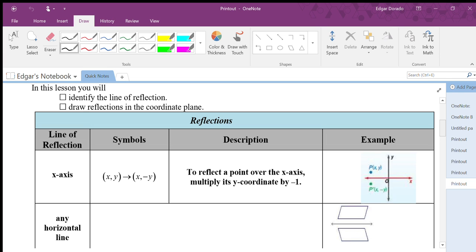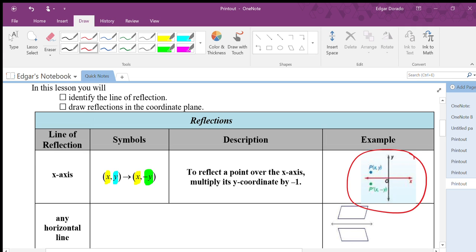First off, we've already talked about this briefly: the types of reflections that we might have. We might have a line of reflection on the x-axis. This is one that we've already seen. If we do have a line of reflection on the x-axis, remember, my x's will stay the same. The only thing that changes is my y's. So if originally it was a positive 3, now it's going to turn into a negative 3. You just turn it into the opposite sign. The description is that to reflect a point over the x-axis, you multiply its y-coordinate by -1, and you can see the diagram over here.